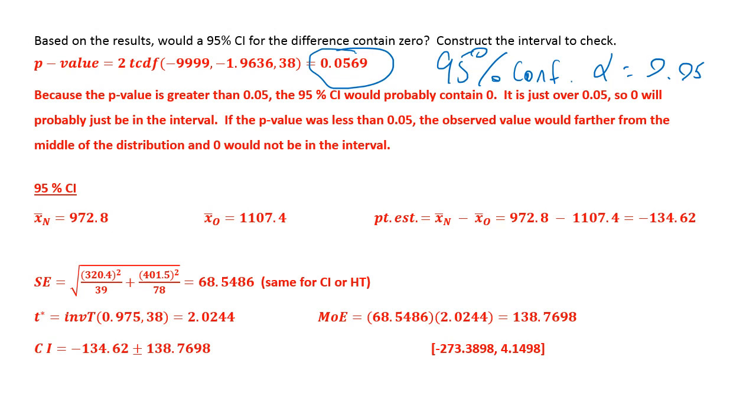138.7698. When we do our confidence interval, it comes out to be -273.4 to just barely above 0. 0 is included, but just barely, because that number is really close to that number. So just as predicted, we're just inside that interval. It may be a little confusing, but that's what you can compare. You can compare that number to the alpha value and see what's going on.